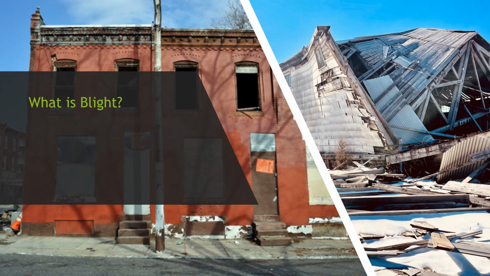So how do we determine what is blighted? Examples of blight include abandoned properties, buildings with major structural issues, and areas of town with environmental contamination.